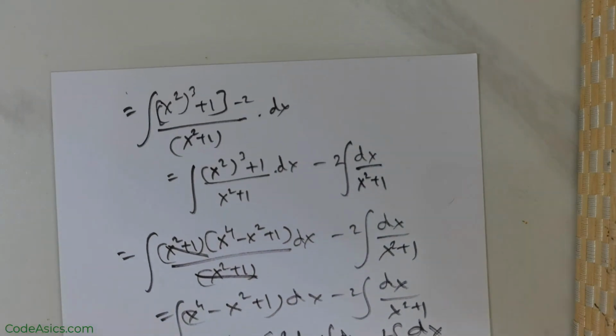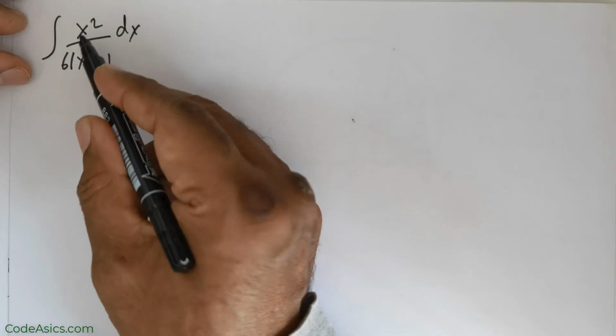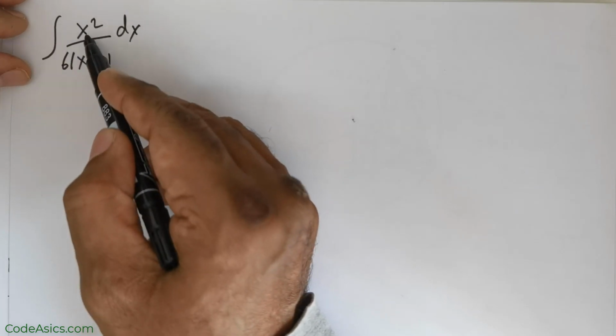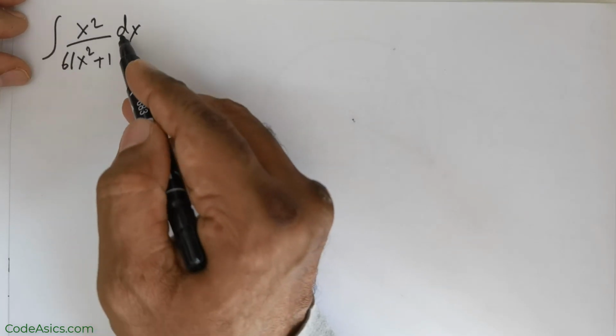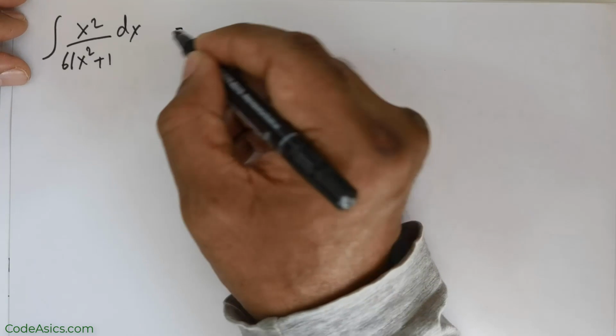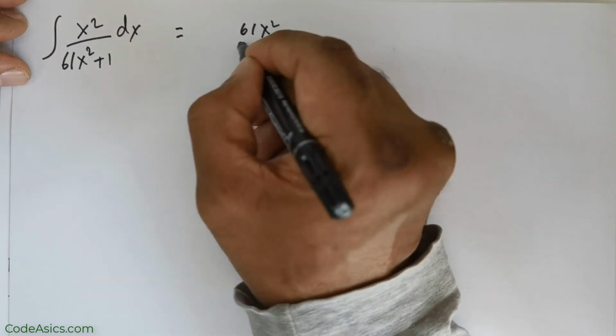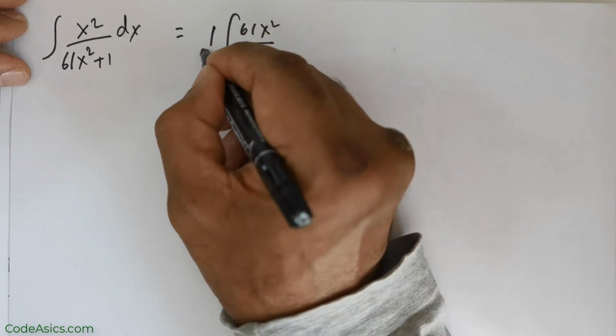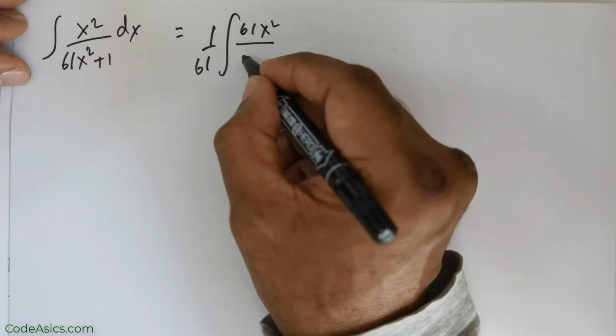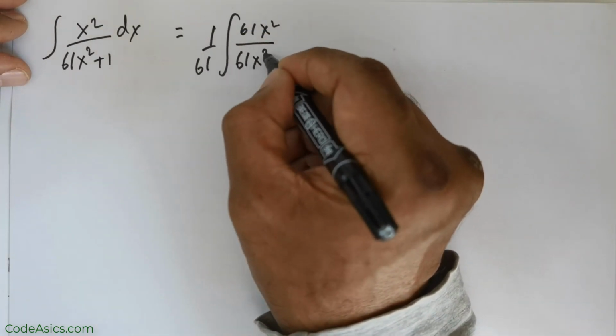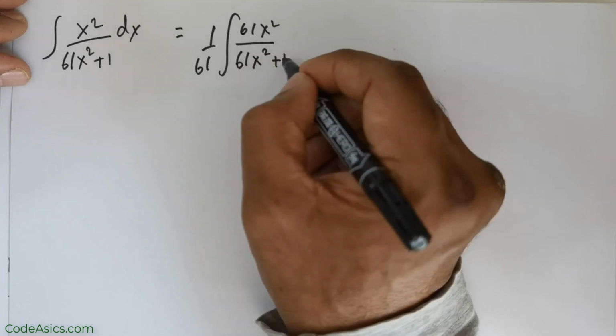So we'll move on to the next one. First we will see how to integrate the integral of x squared over 61x squared plus 1 times dx. Now foremost, I would like to multiply the numerator by 61 and divide it by 61. So this is 61x squared plus 1, which is given already in the denominator.